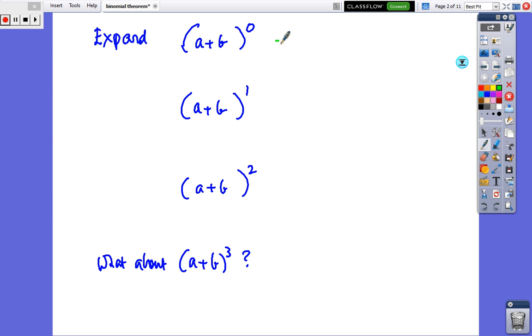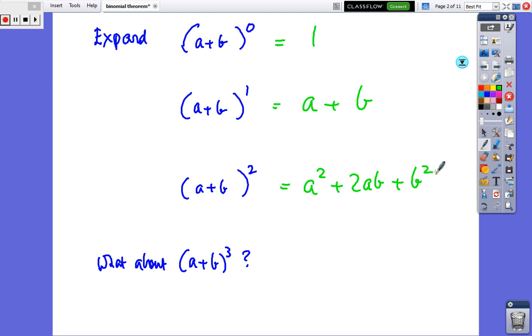Okay, so a plus b to the power of 0 is 1, because anything to the power of 0 is 1. A plus b to the power of 1 is just a plus b. And the last one that you should be able to do is a squared plus 2ab plus b squared. That's one of the shortcuts. If you couldn't do it that way, you would have had to expand out the brackets twice. So what happens when we have a plus b cubed?